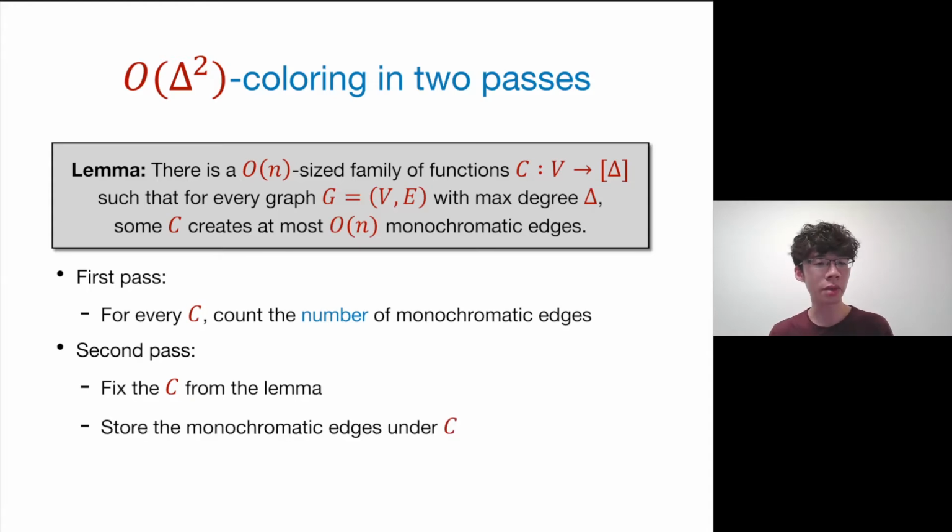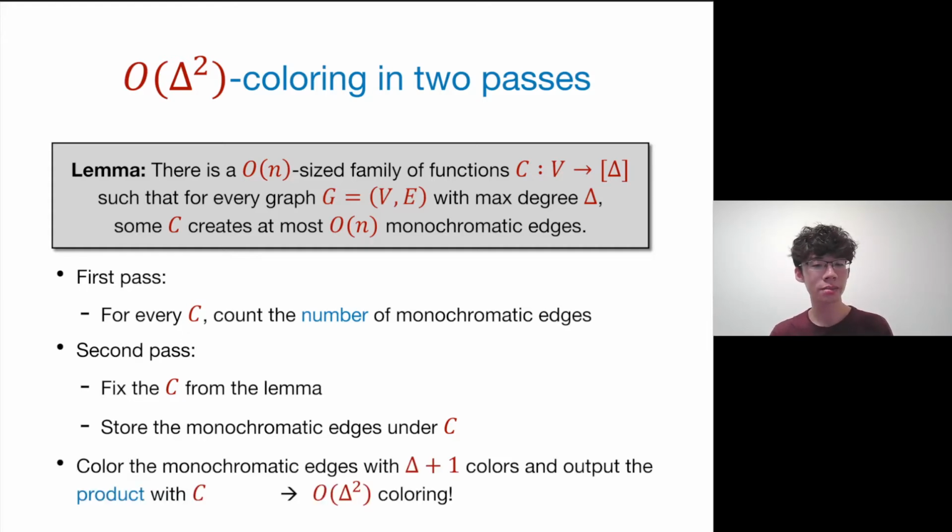Then you can store the monochromatic edges under C because there's at most O(n) of them. And then in the end, you can color these monochromatic edges using delta plus 1 colors because it's a subgraph of the original graph, and then output the product with C to get a delta squared coloring for the whole graph. So that's the end of this algorithm, and it's actually quite simple, right?